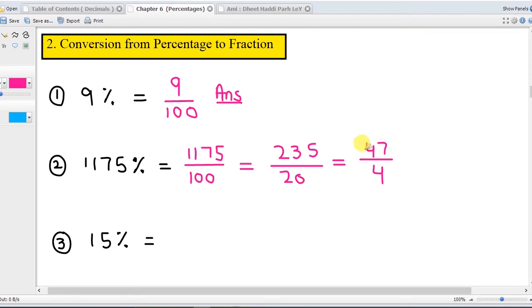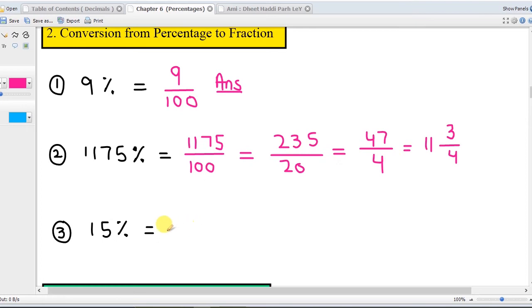Now it is up to you to leave your answer as this improper fraction, or you can further convert it into a mixed fraction. If we go for it, 11 times 4 is 44. So write 11 here, the divisor is 4 and the remainder is 3. So this is the answer, right?